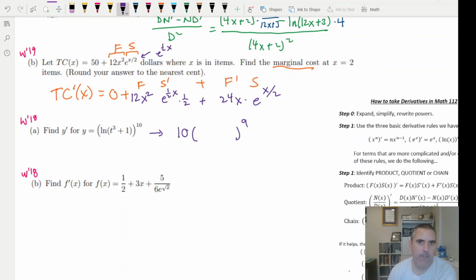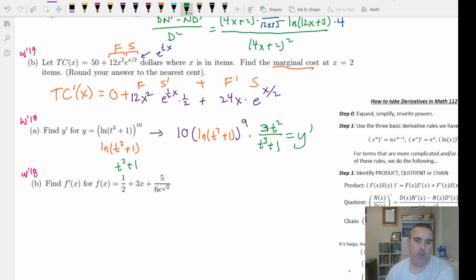Step 1 done. The inside stays the same. It's the log of t cubed plus 1. And then we restart. We basically say now all we have left to do is the derivative of this. Whatever the derivative of that is, we're going to put in this spot. Well, that's a log of blah. So you write 1 over t cubed plus 1. So that takes care of that. And now we need the derivative of the inside, times 3t squared. I would just write it right there. Done. That's y prime.